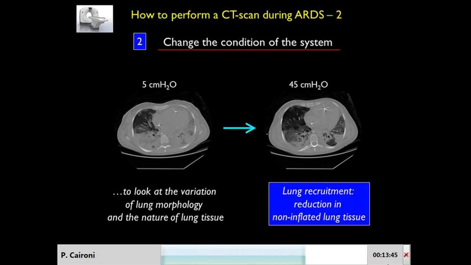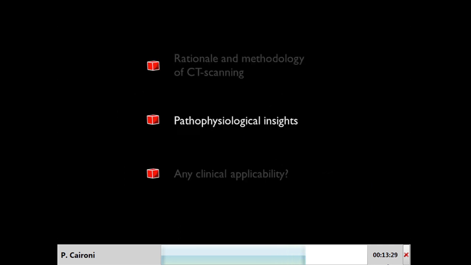And therefore, we are used to performing two different CT scans, at a very low pressure, 5 centimeters of water PEEP, and at high inspiratory airway pressure. And we define lung recruitment as the reduction of non-inflated or non-aerated lung tissue. So what did we learn with the application of CT scanning?